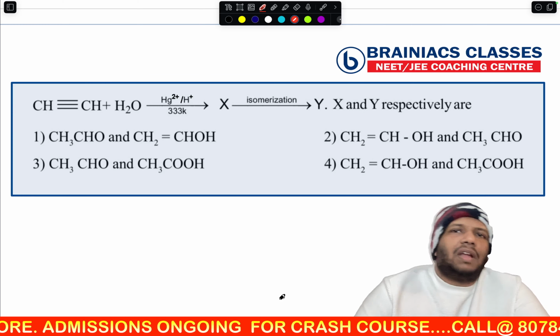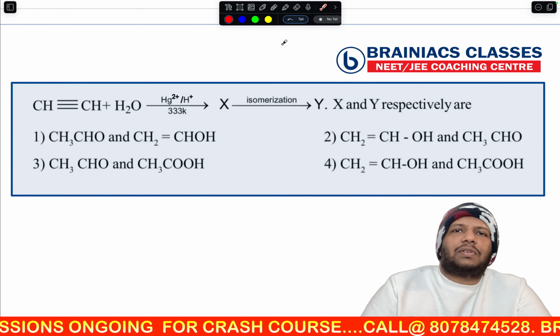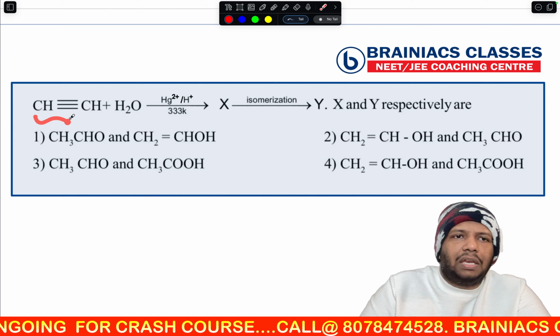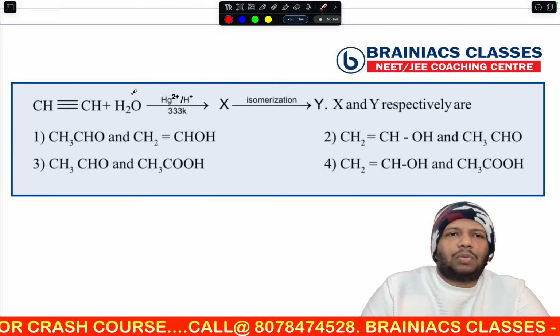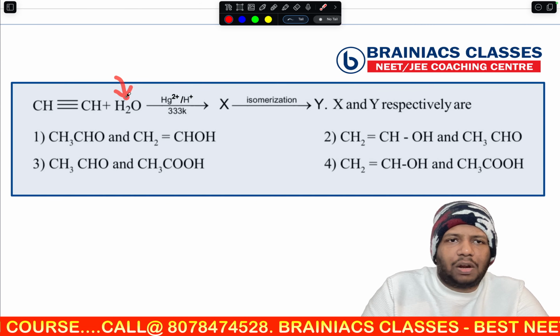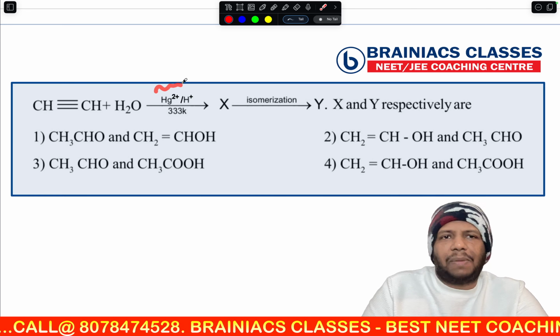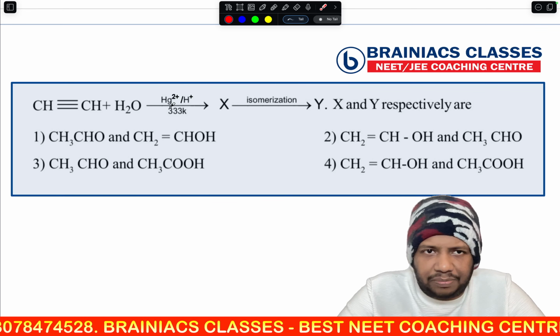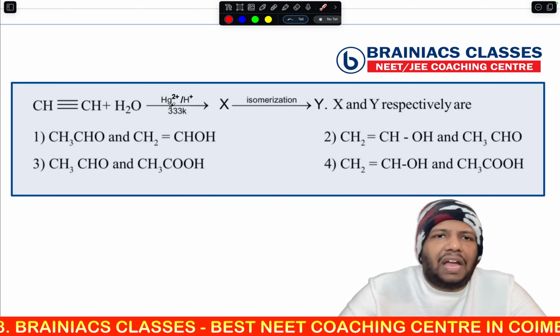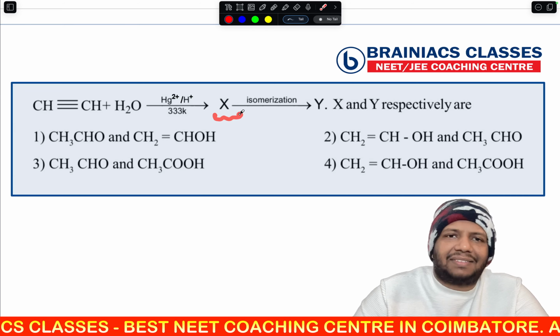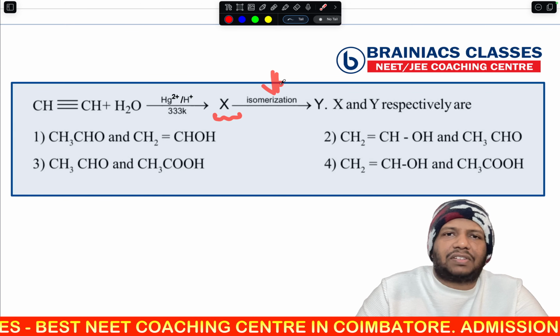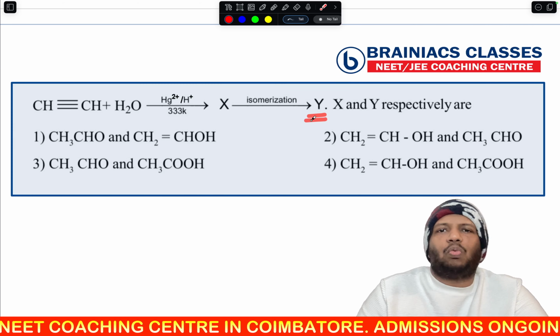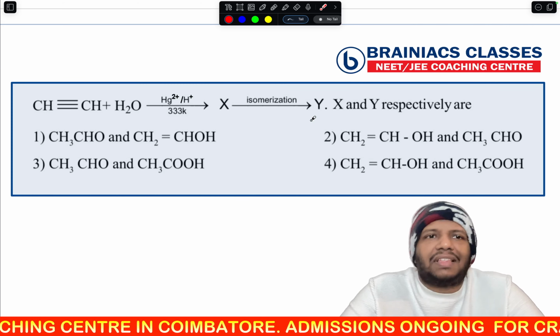Okay. Now let's go to the next question. The next question is talking about alkyne. Here the alkyne is undergoing hydrolysis in the presence of a heavy metal cation like Hg2+. Very important reaction, and they are telling you that you will get a product X, which on isomerization gives you another product Y, and they want to know what X and Y are.